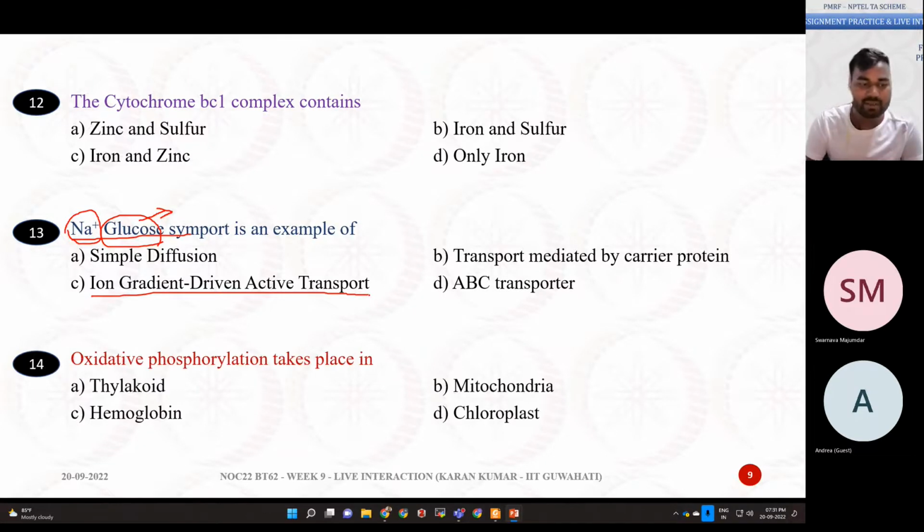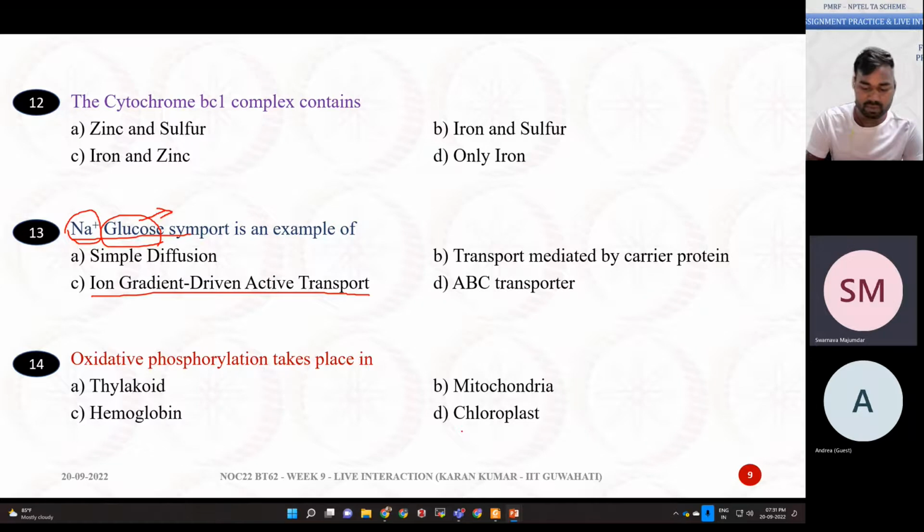Okay. Next question is: oxidative phosphorylation takes place in thylakoid, mitochondria, hemoglobin, or chloroplast? Option B. Yes, very good. This is mitochondria.